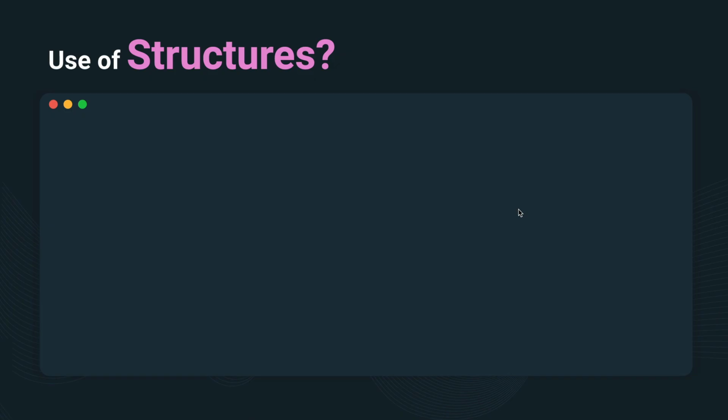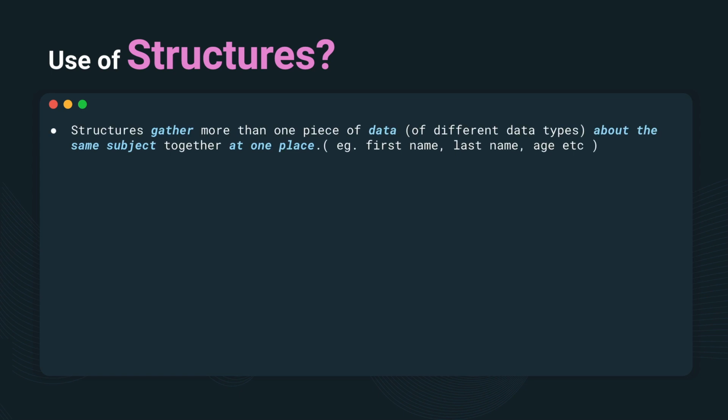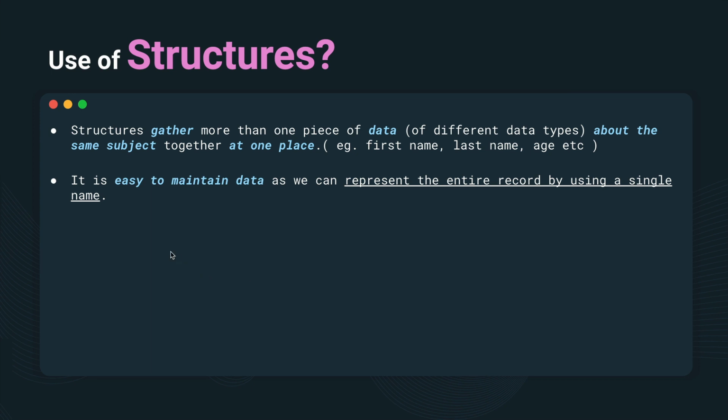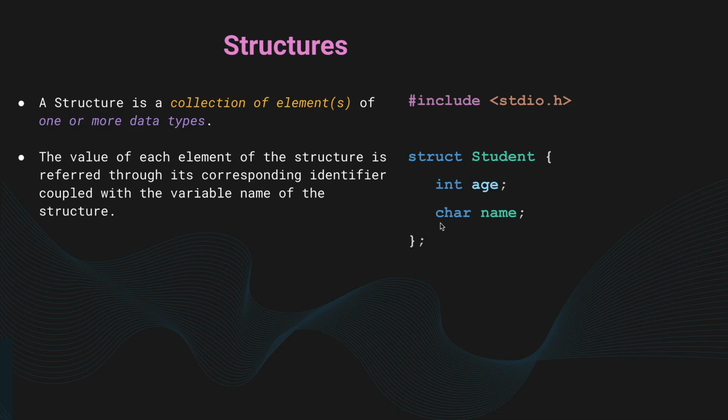Cool. So what is the use of structures? Well, they gather more than one piece of data about the same subject in one place. So as you could see that for student, we gathered both the data, age and name, at one place. It is easy to maintain data as we can represent the entire record by using a single name. So later on, if we have to address this data, I can address it by student rather than having to address them individually like age, name, etc.